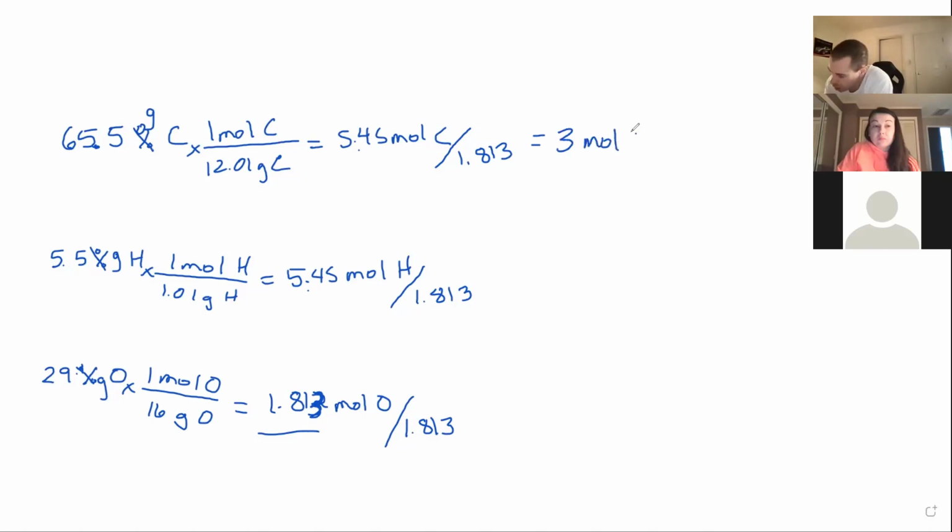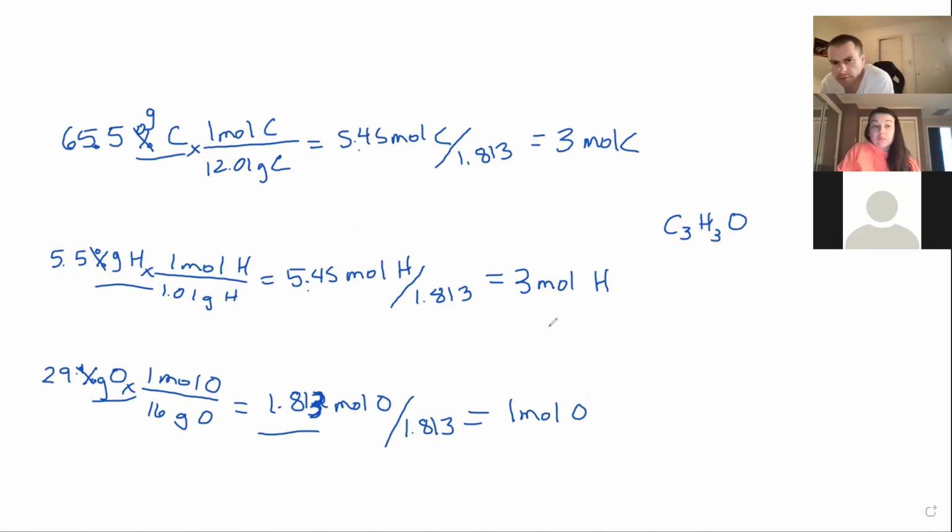Bam, 3 moles of carbon. This is also 3 moles, but it's 3 moles of hydrogen. And then this one, anything divided by itself, is going to be 1 mole of oxygen. So now you can write a formula. People will sometimes ask, what do I put first? Whatever they give you it in, write it in that order. So I'm going to write the carbon first with a 3. I'm going to write the hydrogen with a 3. And then I'm going to write oxygen, and that has 1, so I'll leave the subscript off. Questions with that one?